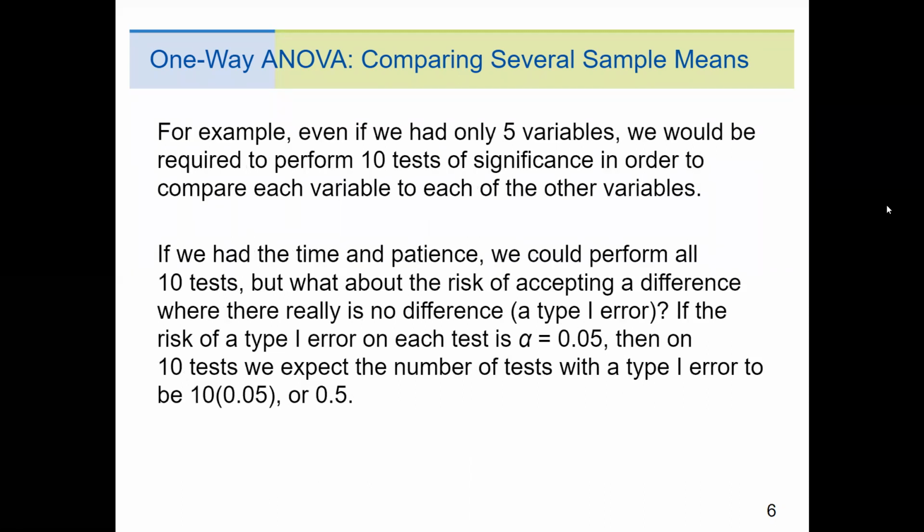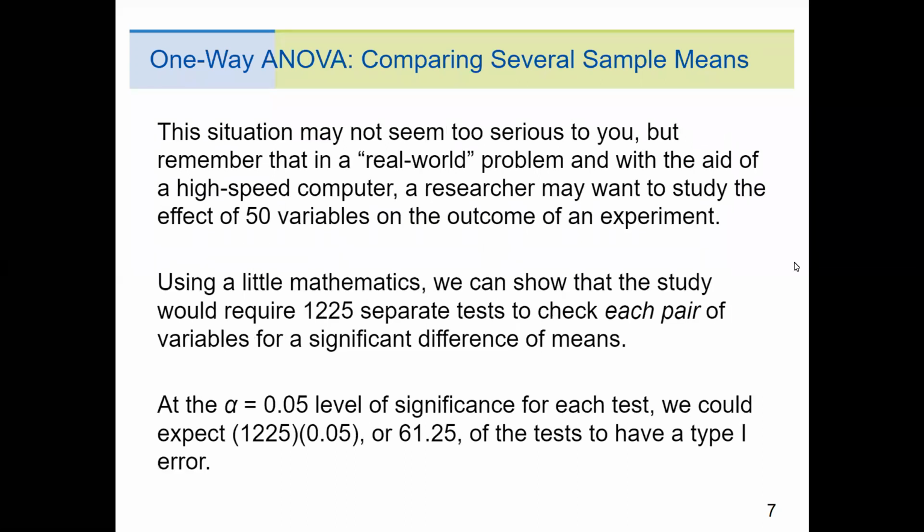For example, even if we had only 5 variables, we would be required to perform 10 tests of significance in order to compare each variable to each of the other variables. If we had the time and patience, we could perform all 10 tests. But what about the risk of accepting a difference where there is no difference, a type 1 error? If the risk of a type 1 error on each test is 0.05, then on 10 tests, we expect the number of tests with type 1 error to be 0.5, so that'd be 50%.